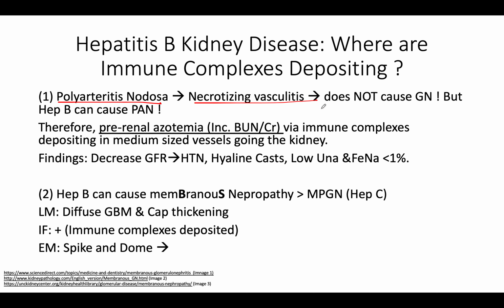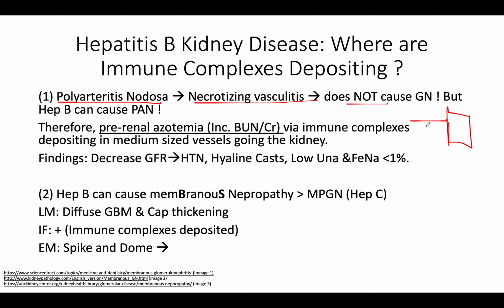And this does not cause glomerulonephritis, right? Does not cause glomerulonephritis, but hepatitis B can cause polyarteritis nodosa. And polyarteritis nodosa, as we just drew on that last slide, if this is the kidney here, you have blood vessels going into the kidney. These blood vessels are coming off the aorta, remember? You have the left and right renal artery, and then it branches.